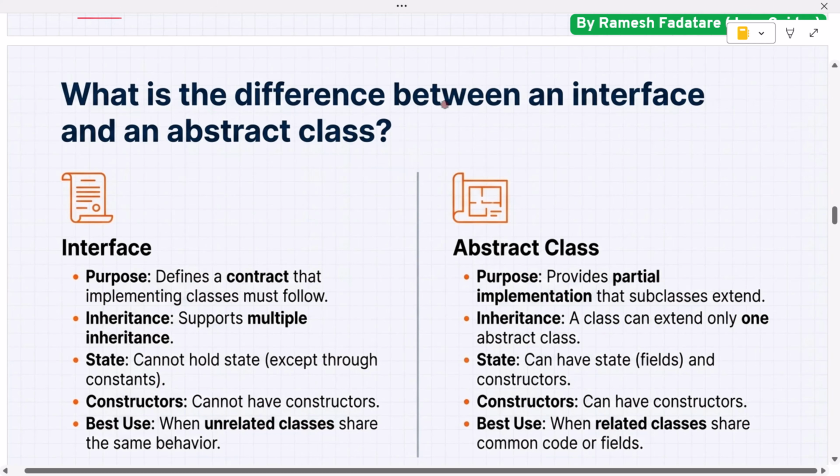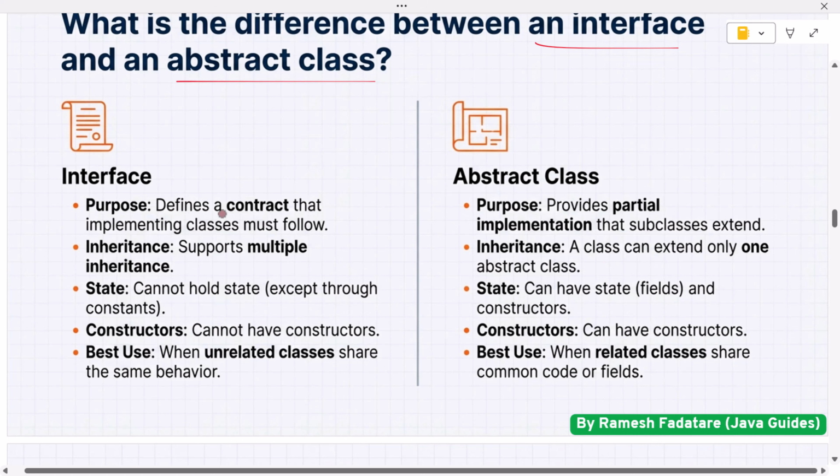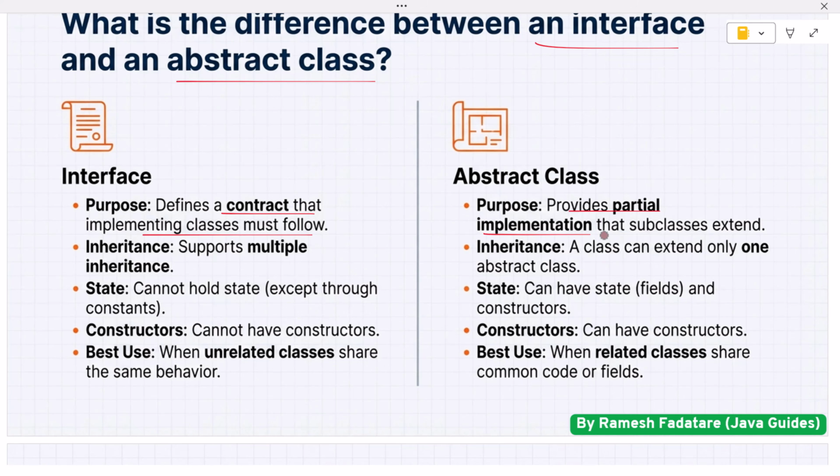Next, what is the difference between an interface and an abstract class? An interface defines a contract that implementing classes must follow, while an abstract class provides partial implementation that subclasses extend. Interfaces support multiple inheritance, whereas a class can extend only one abstract class. Abstract classes can have state and constructors. Interfaces cannot hold state except through constants. Interfaces suit behavior definition, while abstract classes suit shared base behavior.